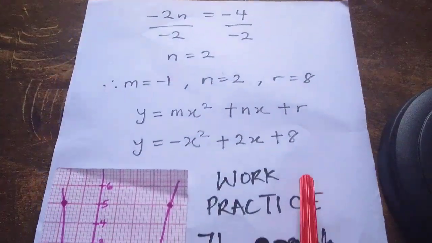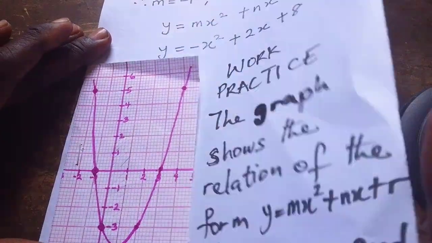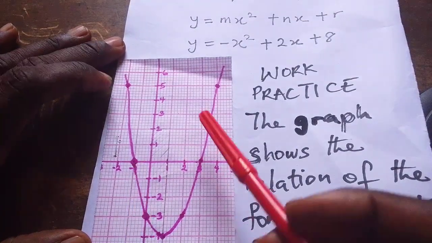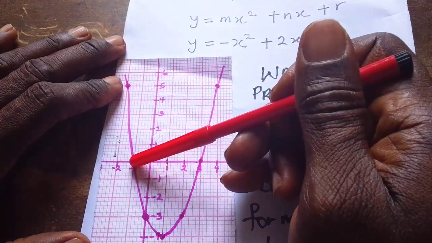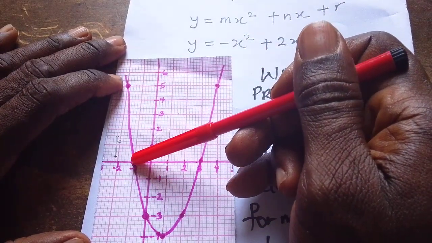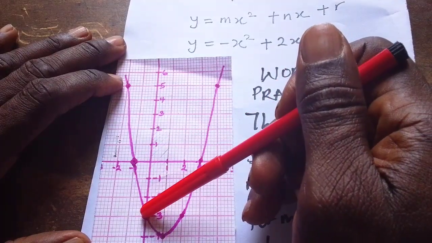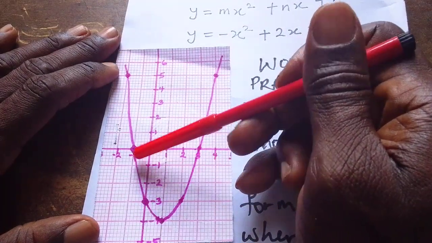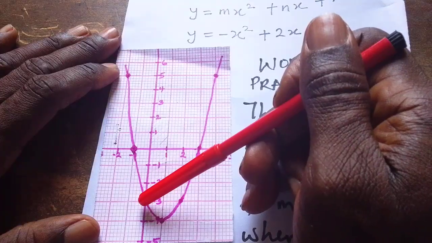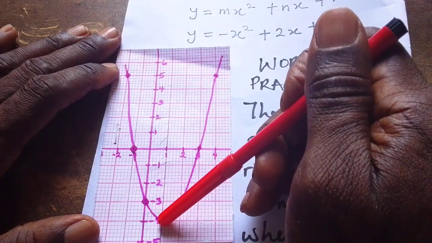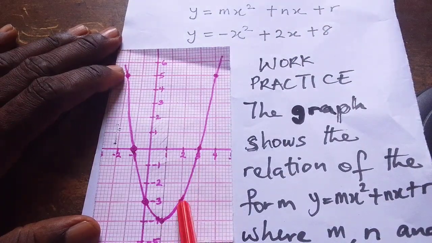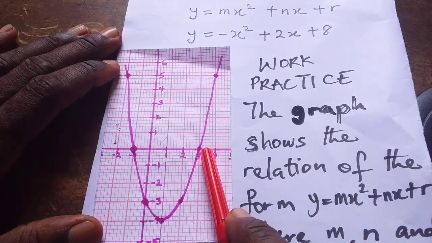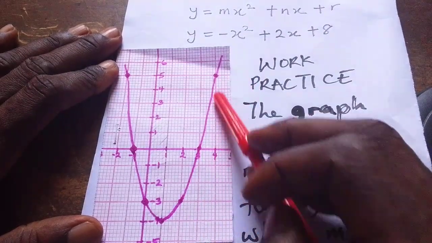So for the work practice, you are having this graph. So this graph, we are having the coordinates here. What are they? When x is minus 2, y is plus 5. When x is minus 1, y is 0. When x is 0 here, y is minus 3. When x is 1 here, y is minus 4. When x is 2 here, y is minus 3. When x is 3 here, y is 0. And when x is 4 here, y is what?